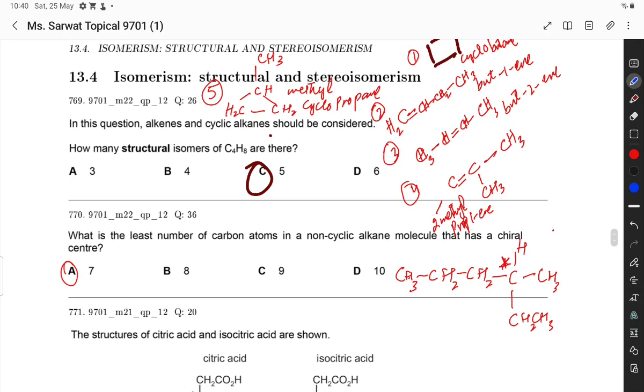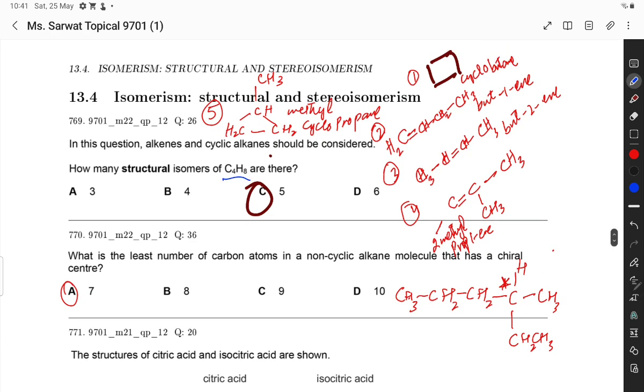Isomerism, structural and stereoisomerism. In this question, alkenes and cyclic alkanes should be considered. How many structural isomers of C4H8 are there? So these are the 5. C4H8 contains 5. We have discussed earlier that pentene has 6 isomers. So look here, C4H8 has a maximum of 5 isomers. Please keep it in mind.